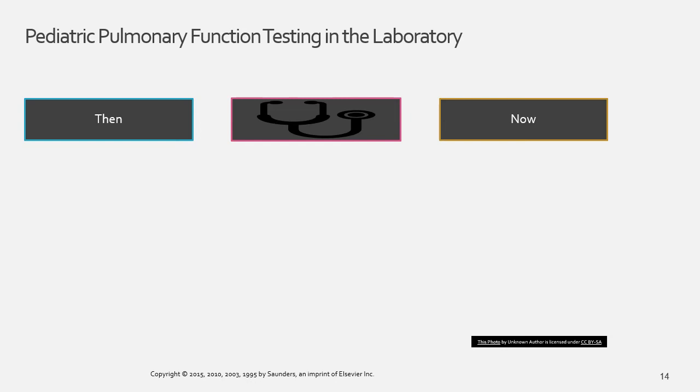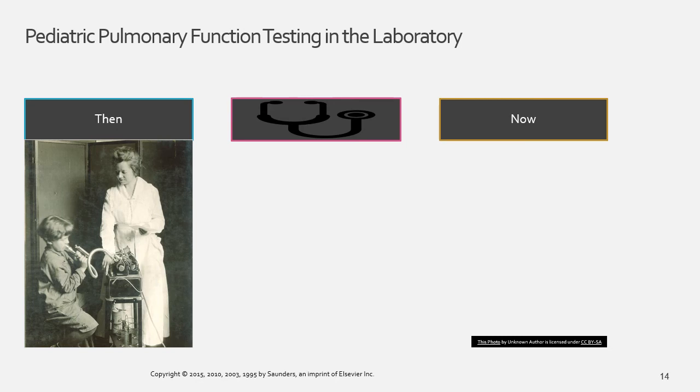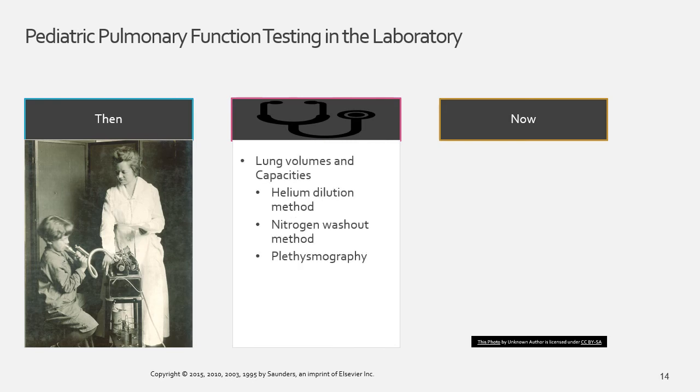What was pulmonary function testing like back in the day? This is a common bedside spirometer used in the early 1900s. Lung volumes and capacities, helium dilution method, nitrogen washout, and plethysmography all give us standard lung volumes.